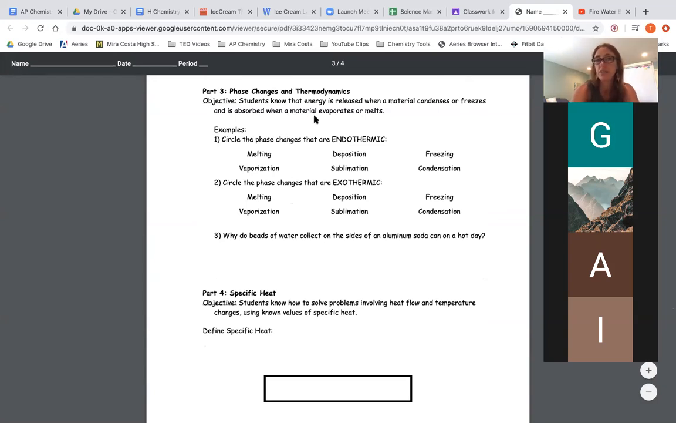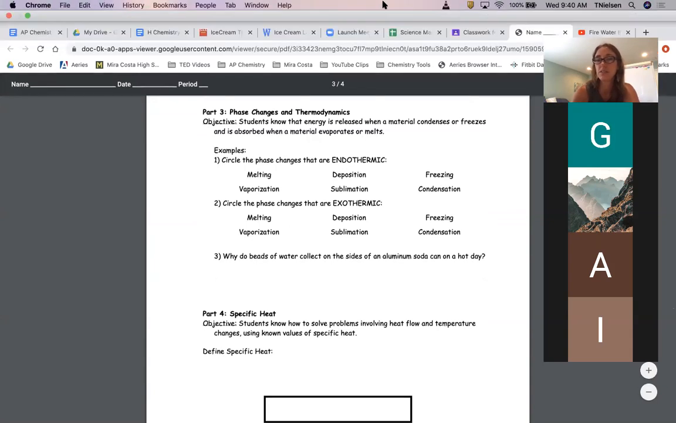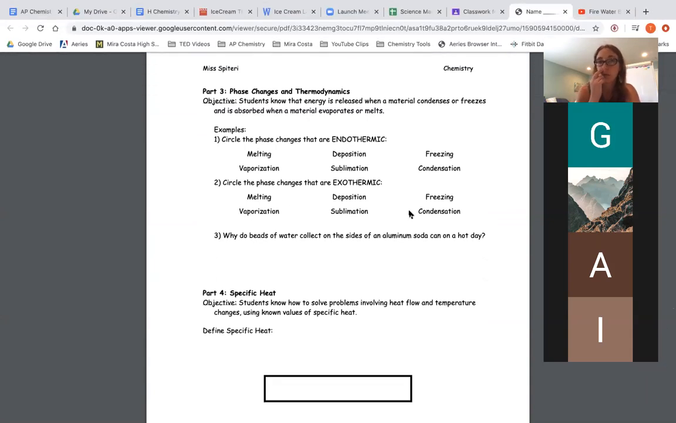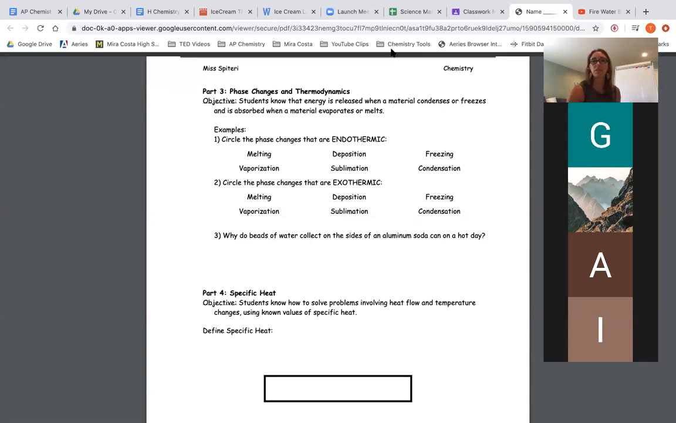So the objective here is that you know that energy is released when a material condenses or freezes, and energy is absorbed when a material evaporates or melts. So it's kind of funny because most people don't think of that when something freezes. Like, actually, I'm going to take this off screen share for just a moment.